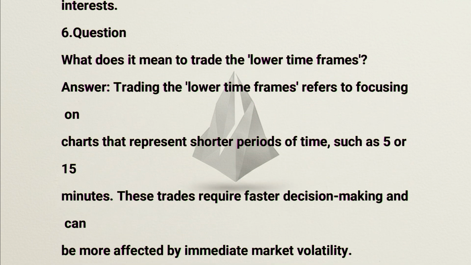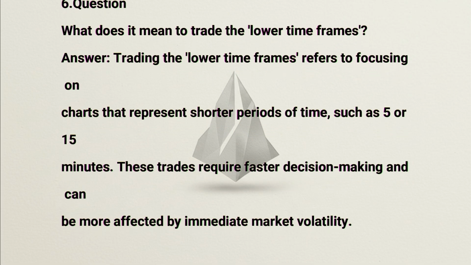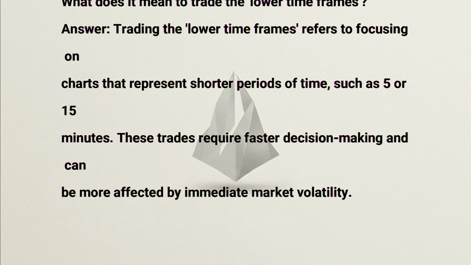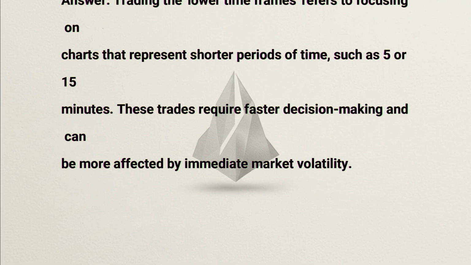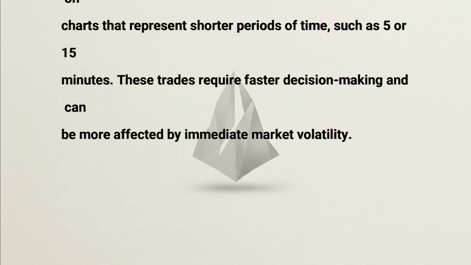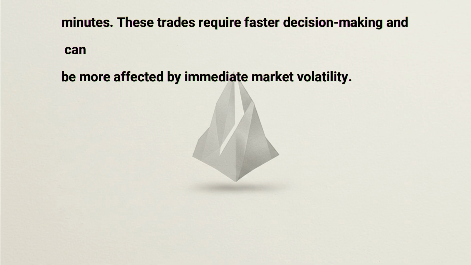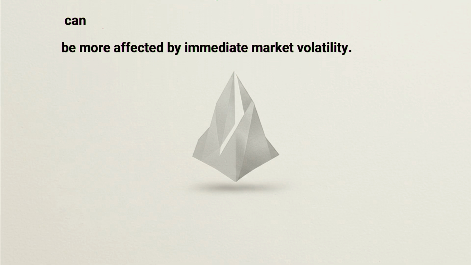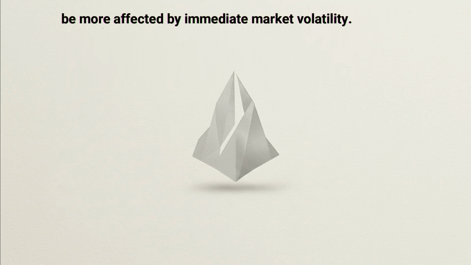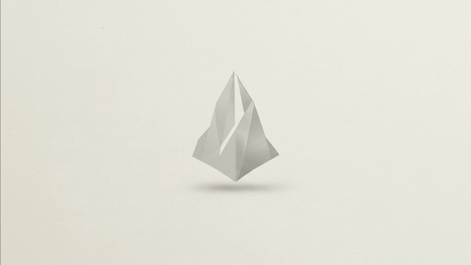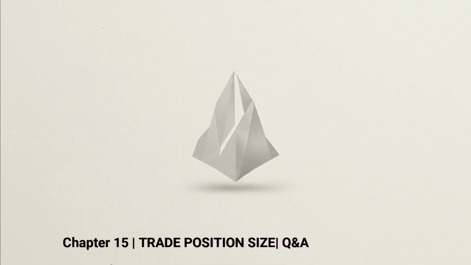6. Question: what does it mean to trade the lower time frames? Answer: trading the lower time frames refers to focusing on charts that represent shorter periods of time, such as 5 or 15 minutes. These trades require faster decision-making and can be more affected by immediate market volatility. Chapter 15: Trade Position Size Q&A.